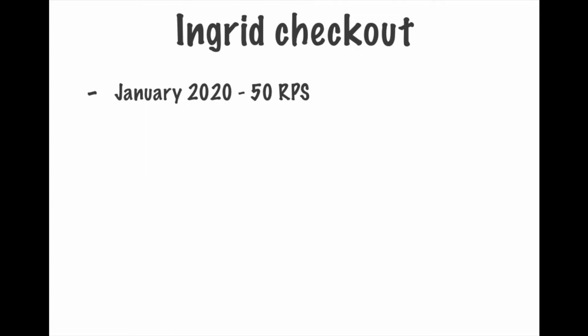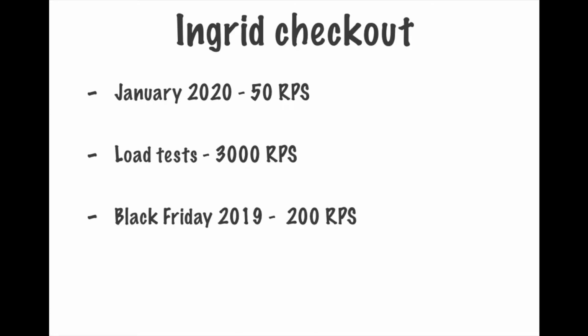So these are more or less the numbers for our core service. On a single day in January 2020, we had 50 requests per second. Our requirement for Black Friday was that we need to handle 3,000 requests per second. You can see that the difference is quite big. In the end, the number we finally hit during the live was 200 requests per second, so actually we were prepared for much more.